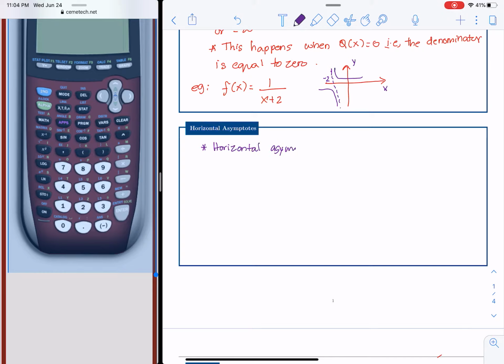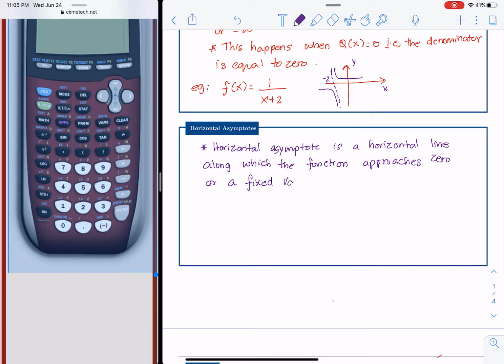Horizontal asymptote is a horizontal line along which the function approaches 0 or a fixed value. A fixed value of y.